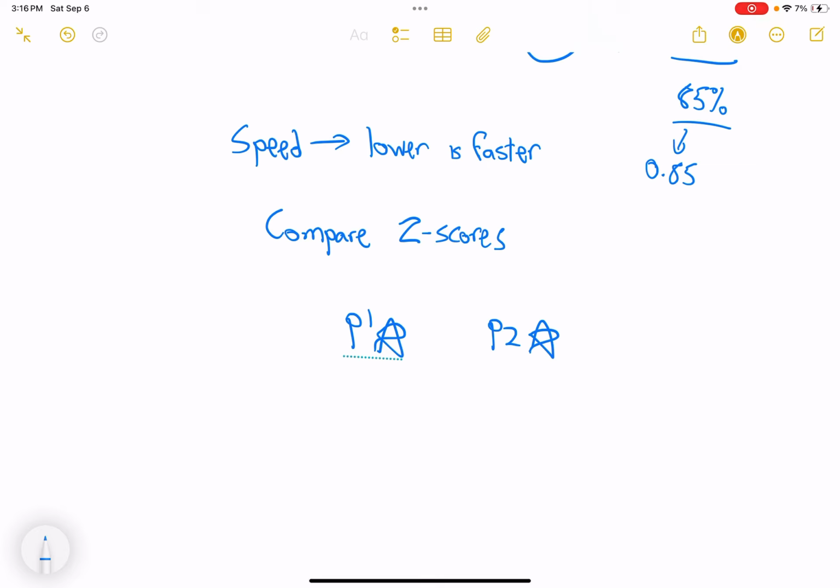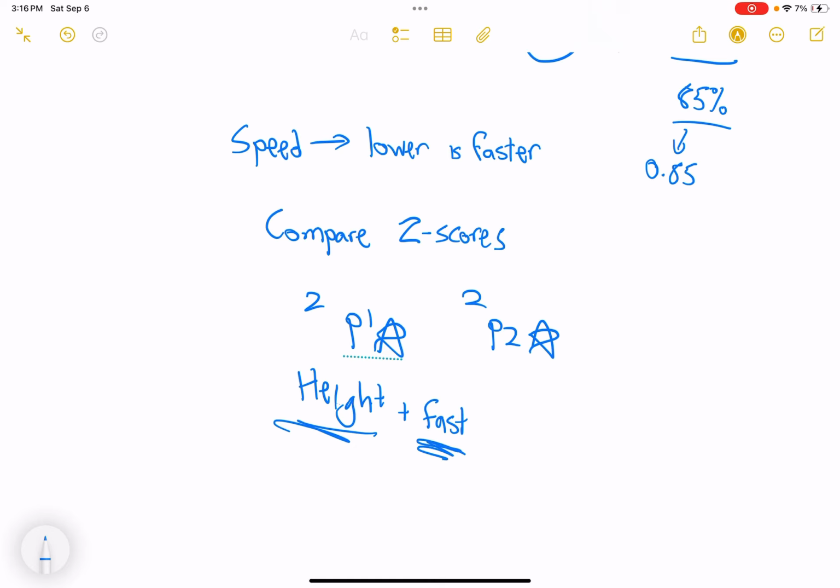And you might be comparing two qualities about them, right? You might be comparing the height and how fast they are. And then if you have to do that for each person, you'll have 2 z-scores for person 1 and 2 z-scores for person 2. You'll have to interpret them correctly.